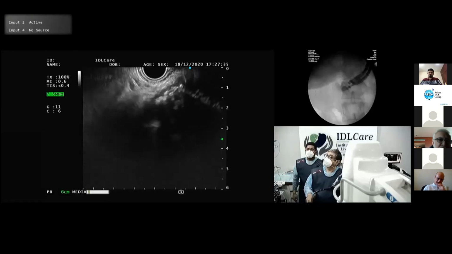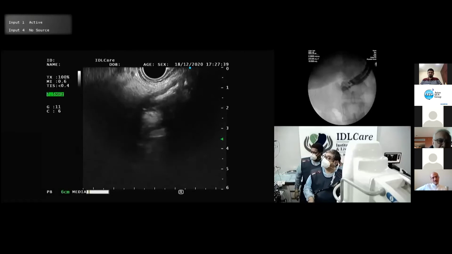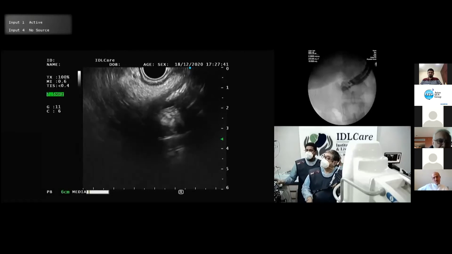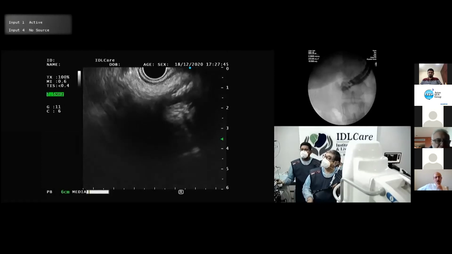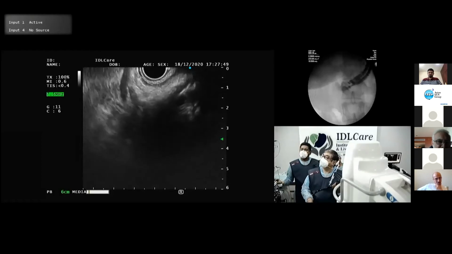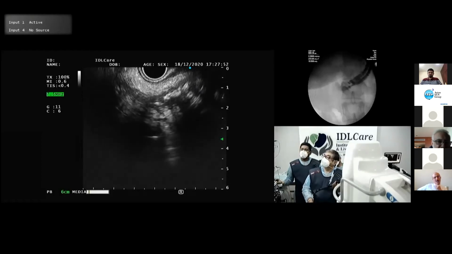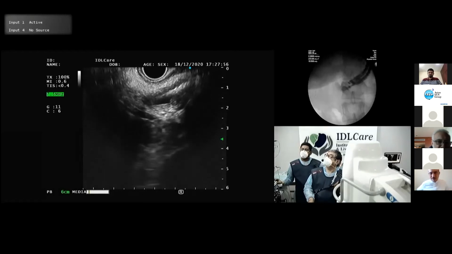I'm trying to trace it to find where I can puncture. This is also there. See, because if I puncture through the stones, I may not go in. May not help. See, this is a stone. It's almost like a cord. See that? You can see the duct almost like a cord.